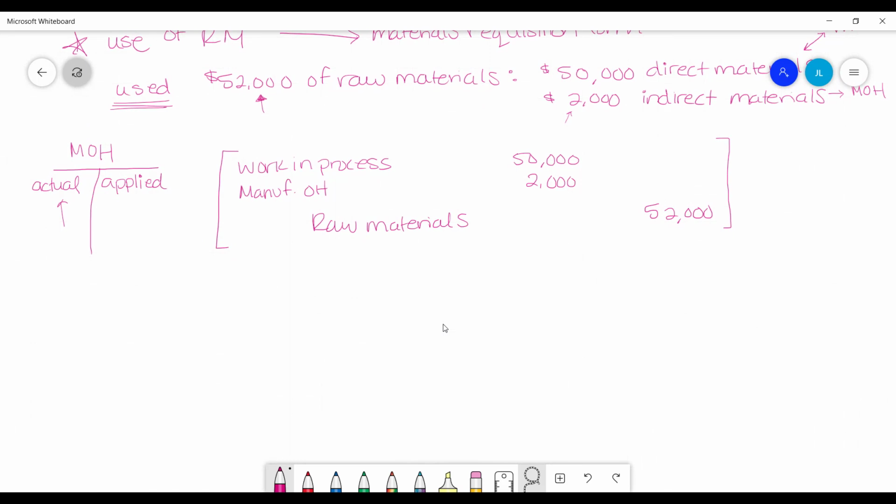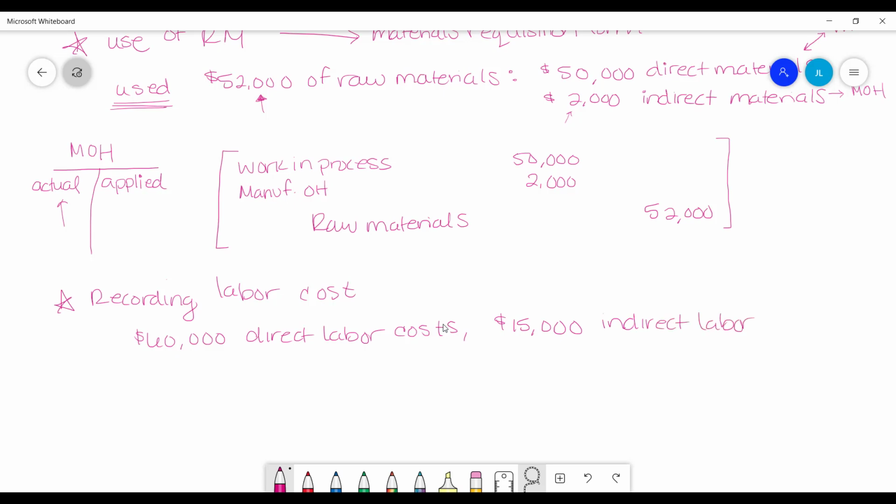Next, what about if we're not talking about materials but labor? Recording labor cost. So let's see what that would look like. Let's say according to this company, they incurred $60,000 in direct labor costs, $15,000 in indirect labor costs, and this is all based on the time tickets. Okay, so if this is based on time tickets, are these actual figures or estimated figures?